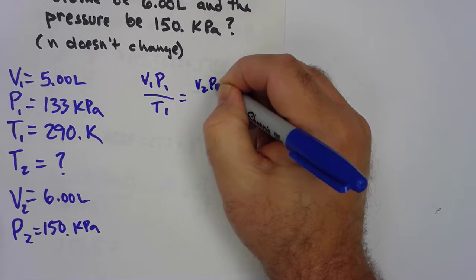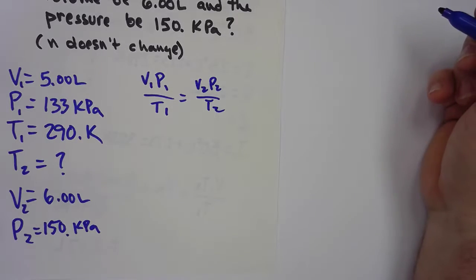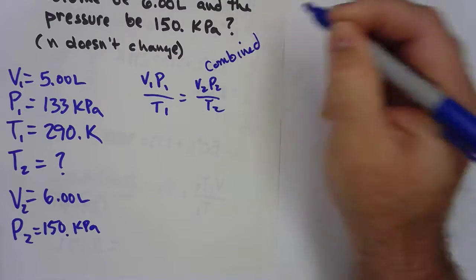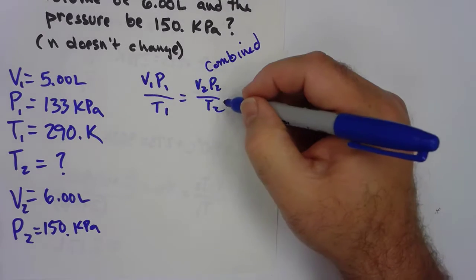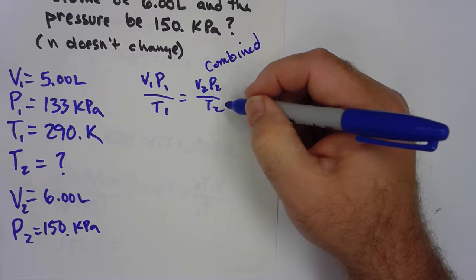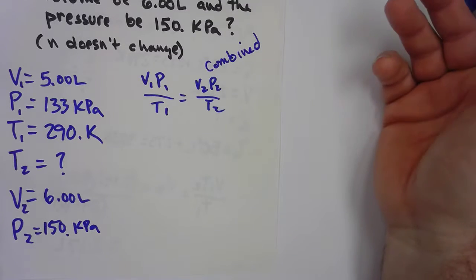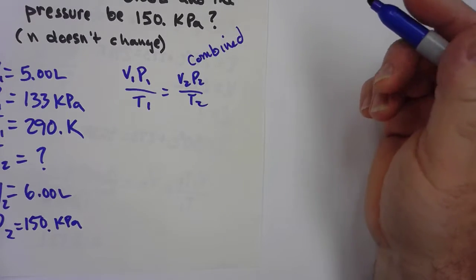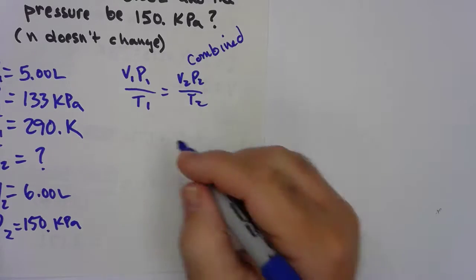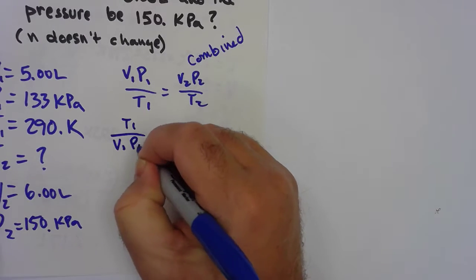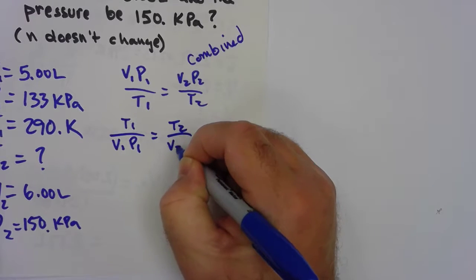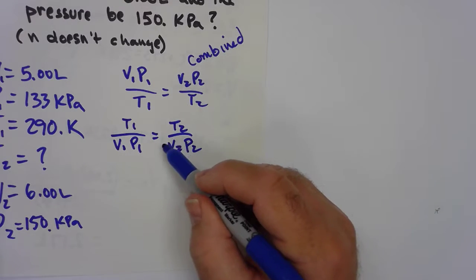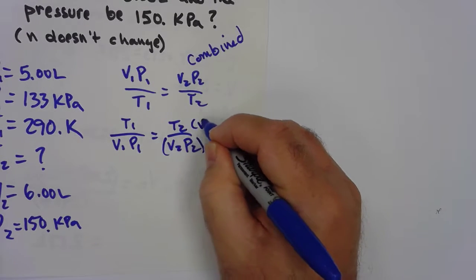This is the combined law, right? And we're in the right form. We're looking for the new temperature. So what I like to do on a problem like this, don't know what math people or your actual teacher might think, I just want to do the reciprocal of both sides. T1 over V1 P1 equals T2 over V2 P2. Now it's easier to solve for T2. I just need to multiply both sides by V2 P2.